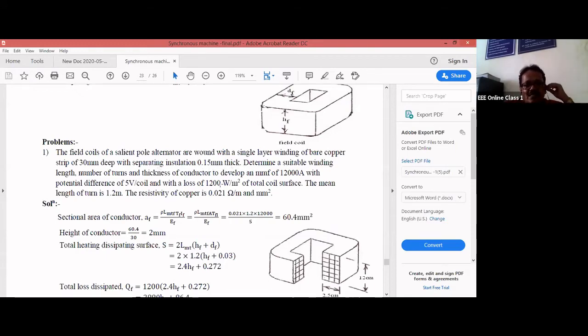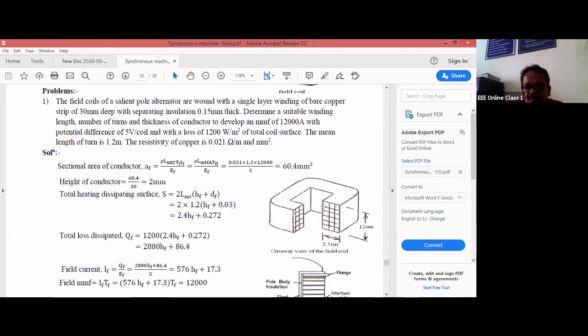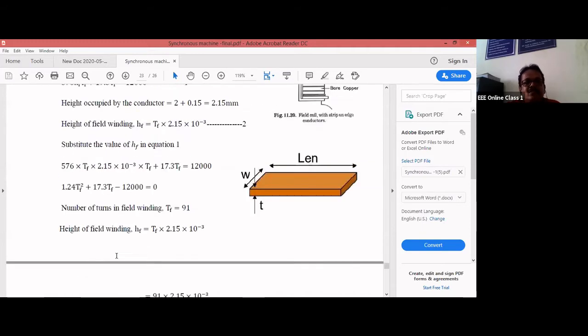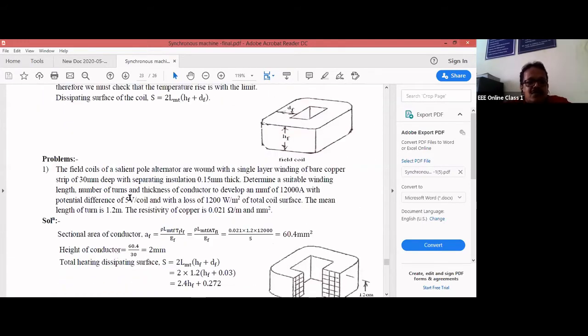This is nothing but insulation. If this is width and this is height, this is thickness. So always there will be insulation at this point and also at this point. If you go for double layer or triple layer, always there will be insulation at this spot also and here also. Okay. So for that copper strip, we have a separating insulation of 0.5 mm thick. So width wise and height wise, we'll have some insulation with respect to the copper strip.